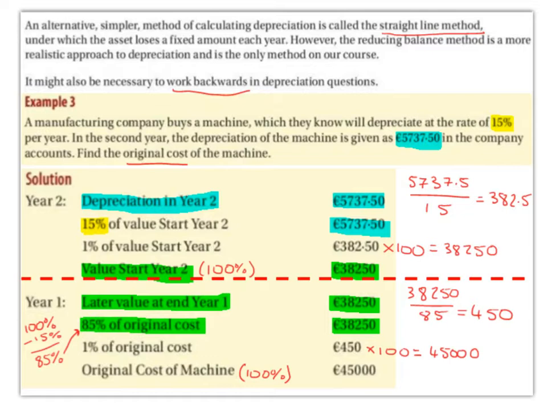So again, we're going to find 1%. So we're going to divide by 85. That gives us €450. So that's 1%. And now we find 100%. We multiply by 100 to get 45,000. So the original cost of the machine, 100%, was €45,000.